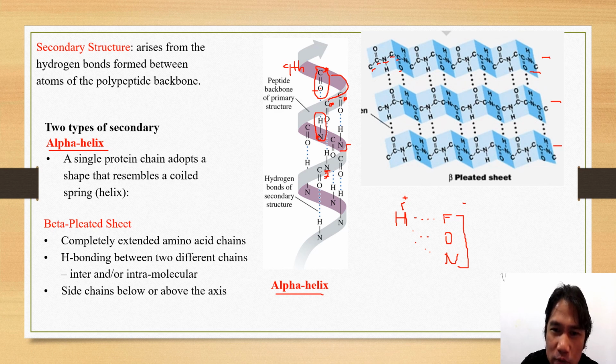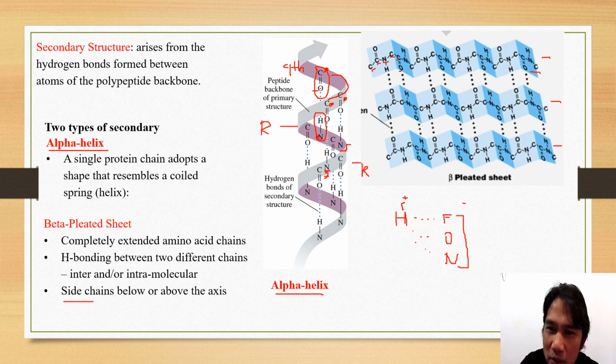I want you to take note that in secondary structure, the side chains do not participate in the formation of the structure. The side chains are outside the coil. There is not enough room for the R groups to fit inside the coil. That's why they are outside the helix.